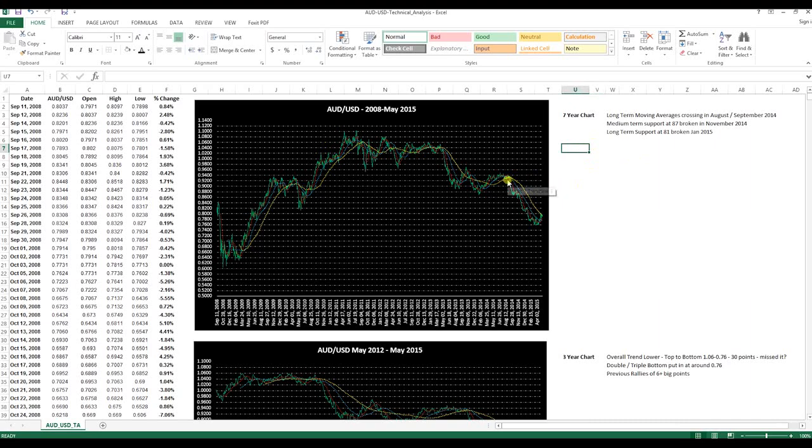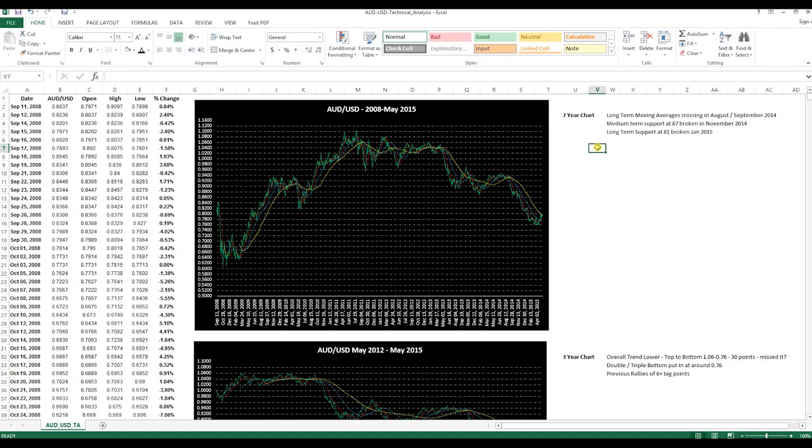The long-term moving averages crossed or were crossed by the short-term moving average. So in a 7-year data set, a short-term moving average really is 1 month. And you can see the 1 month moving average crossed from above both the 72-day and the 144-day moving average here. So that's something to note as well.